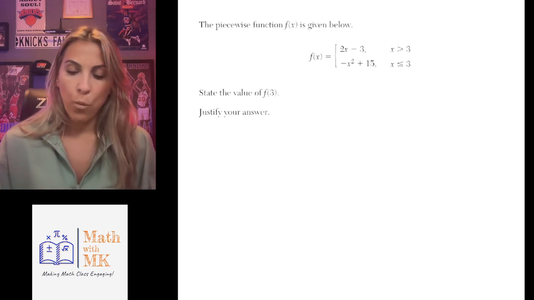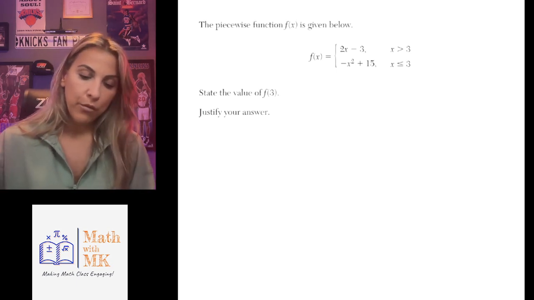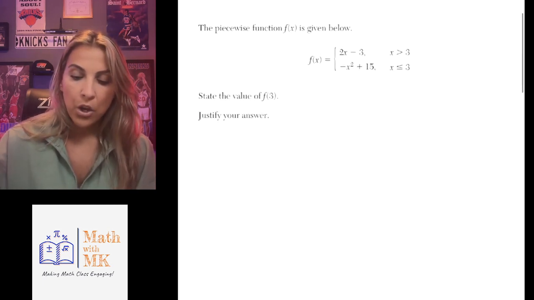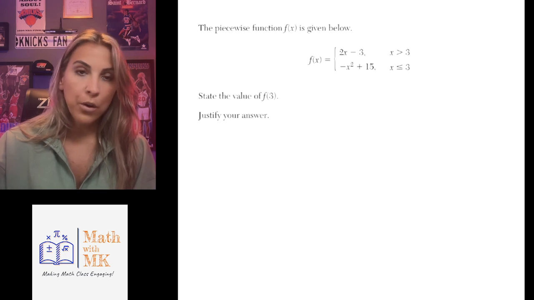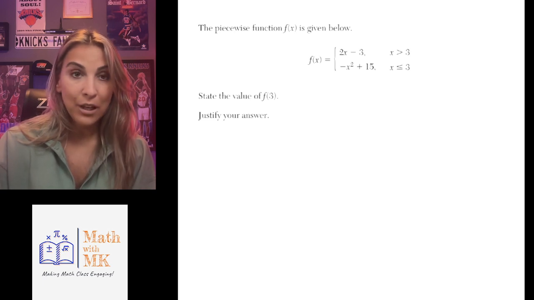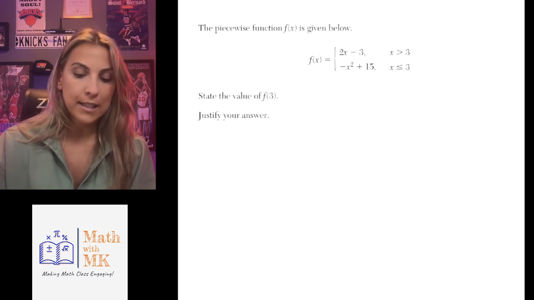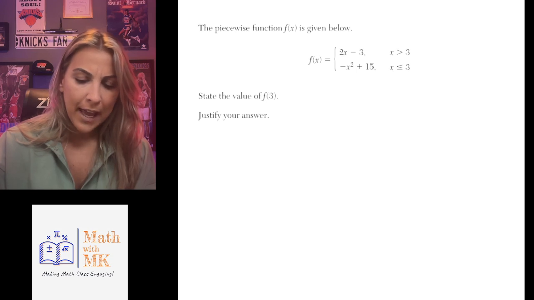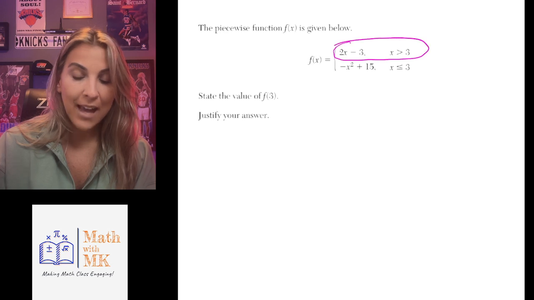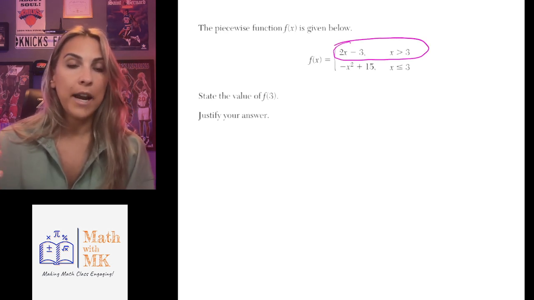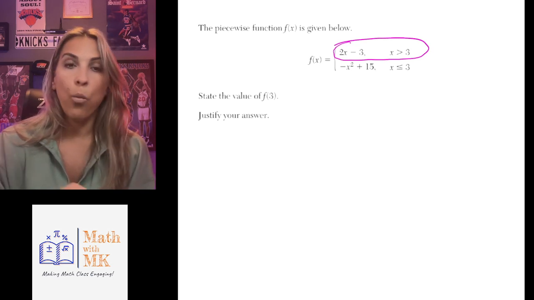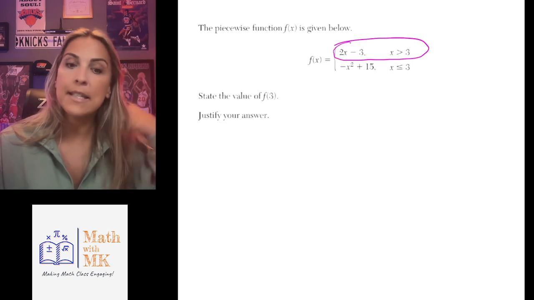All right, so let's look at what that looks like. The piecewise function f of x is given below. So this is a problem from the Algebra 1 Regents in New York a few years ago. So we're given the function f of x, and we're not just told that it equals 2x minus 3 or that it equals x squared, but that it equals these two different expressions depending on what x is. So the way that we read this is that f of x is equal to 2x minus 3 if x is bigger than 3. So anytime you're given an x value that's bigger than 3, you're going to use the expression 2x minus 3 to find out what the corresponding y value or f of x is.